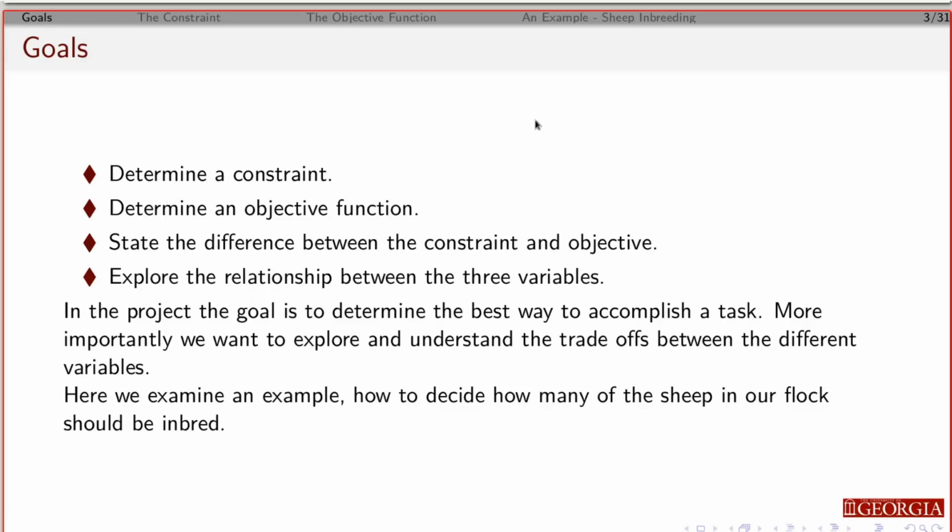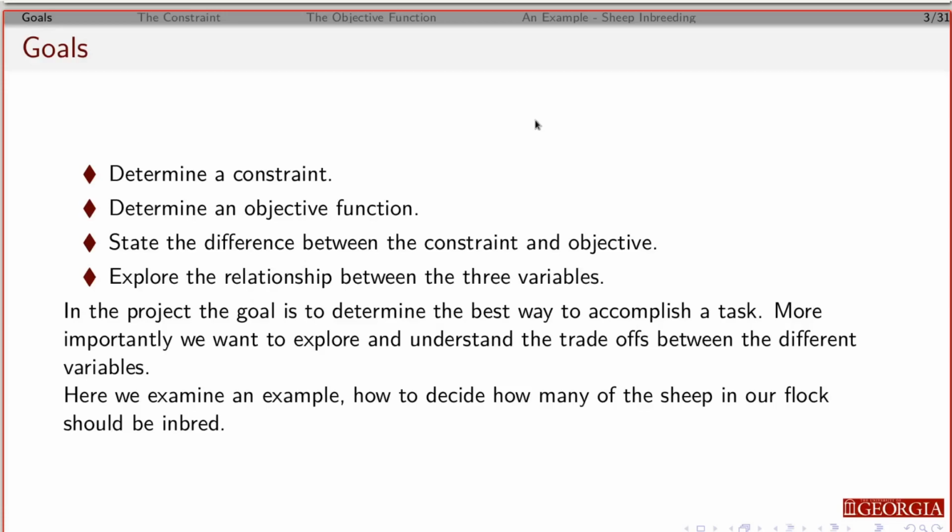Okay, so by the time you're done with this, you should be able to go into a problem, figure out what a constraint is, figure out what the objective function is. You'll be able to discuss the difference between the constraint and objective, and then go through a formal exploration of the relationship between the three variables.